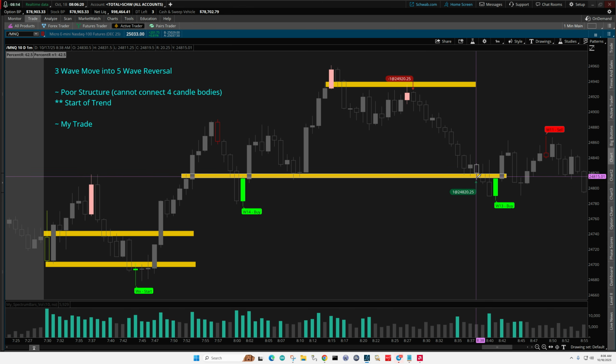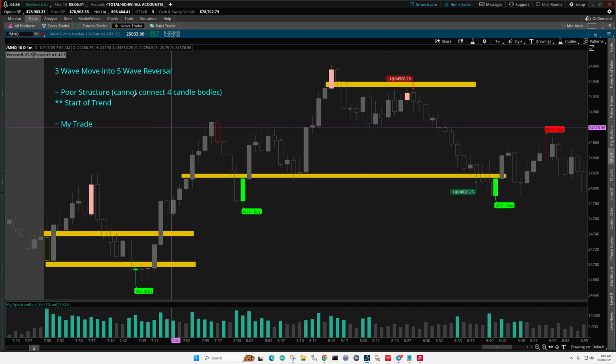The reason for me getting out and not holding for more was because this is a 100-point move. It appears very algorithmic in its structure, and I was concerned about a larger bounce all the way back up into this area or above this, and I didn't want to sit through that.